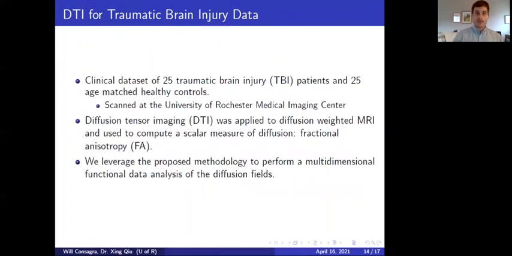So for our real data application, we looked at DTI for traumatic brain injury. Our data set consisted of 25 traumatic brain injury patients and 25 age-matched healthy controls. They were all scanned at the University of Rochester Medical Imaging Center. Diffusion tensor imaging was applied to the diffusion-weighted MRI and used to compute a scalar measure of diffusion called fractional anisotropy. And we leveraged the proposed methodology to perform a multidimensional functional data analysis of the diffusion fields.